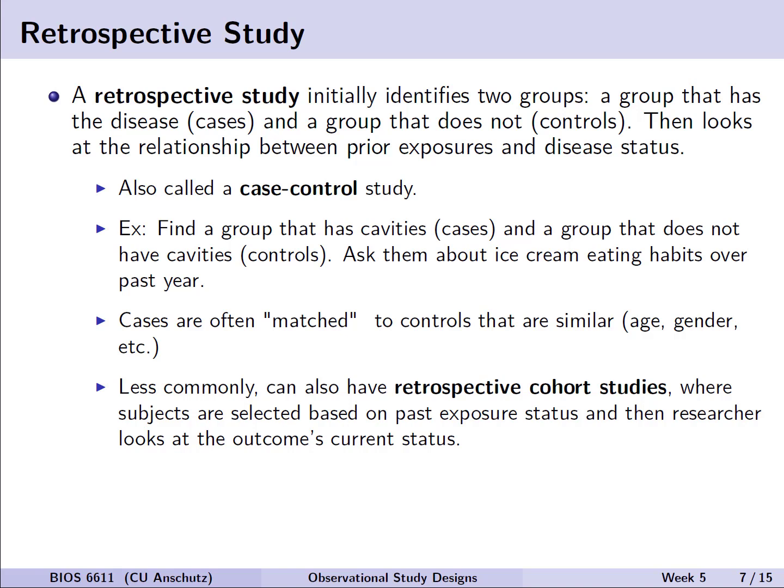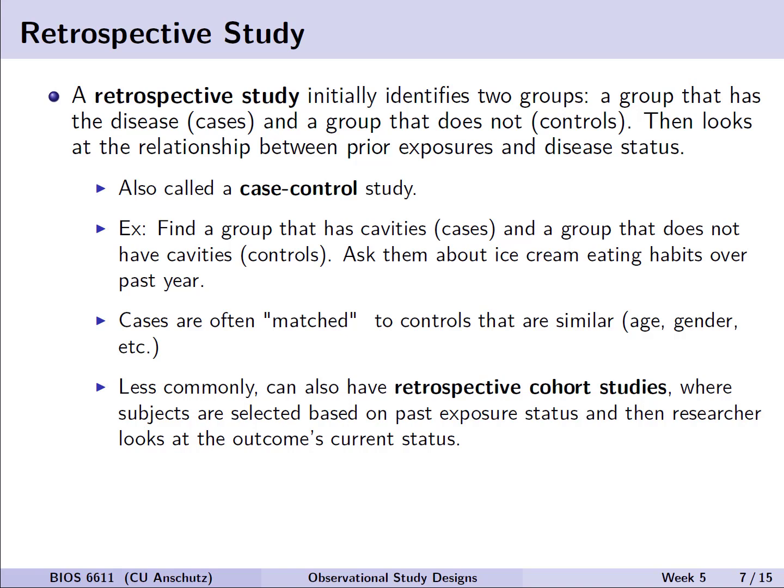A retrospective study initially identifies 2 groups of individuals, a group that has the disease or the cases, and a group that does not have the disease or controls. We then look at the relationship between their prior exposures and disease status. Now, this is commonly known as that case control study. For example, we find a group that has those cavities or cases and a group that doesn't have the cavities, controls, and then we ask them about their past behaviors and habits over the previous year. Now, in this situation, cases are often matched to controls that are similar based on age, gender, or other features.